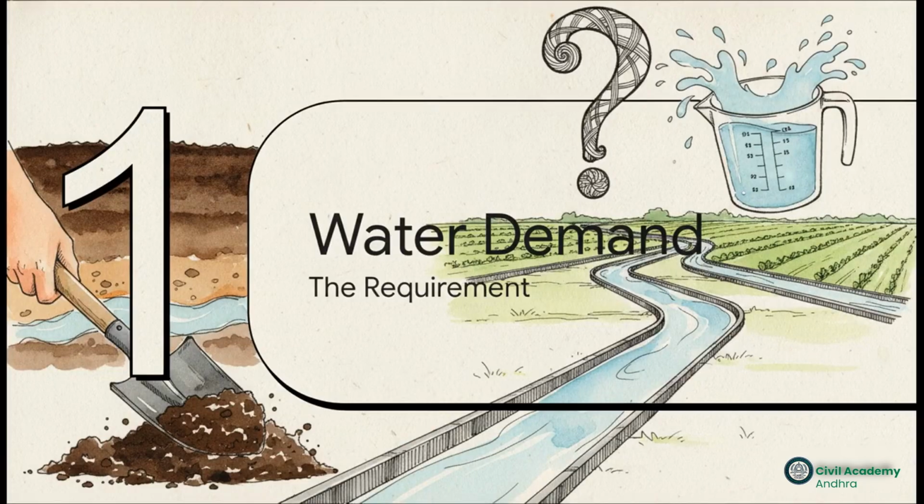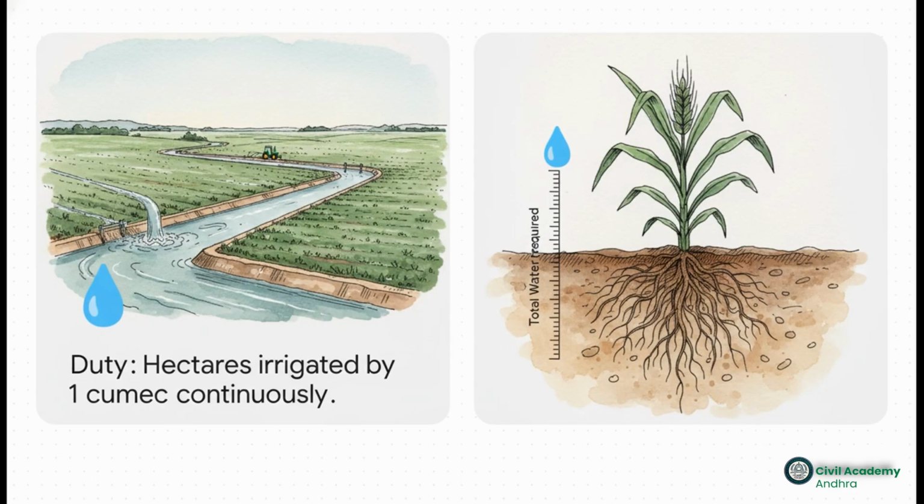All right, part 1. Irrigation water demand, the requirement. Before a single shovel even hits the dirt or any cross-sections are drawn up, an engineer has to answer one really fundamental question. Exactly how much water do we actually need to deliver? To answer that, we've got to establish our foundational vocabulary, namely duty and delta.